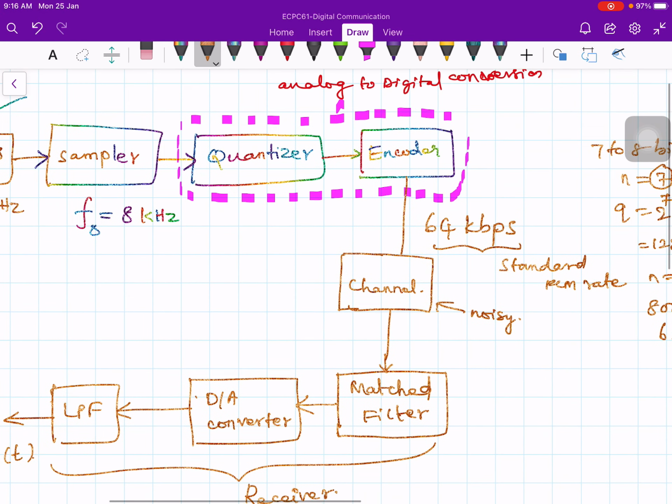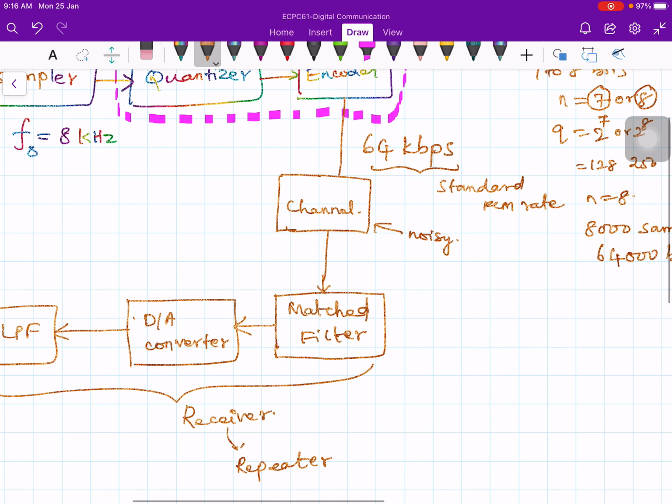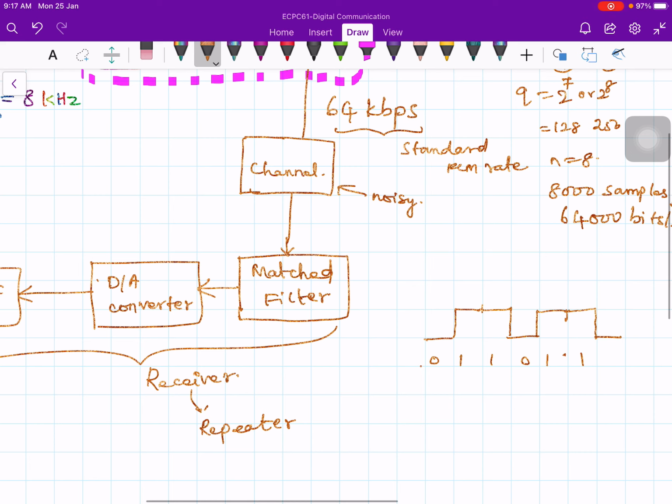in the channel you are transmitting ones and zeros at a rate of 64 kilobits per second. So like 1 0 1 1 0 1 1 1 like this. If 0 comes like this, 1 comes as a positive pulse, again a positive pulse, then 0, then a positive pulse, then again a positive pulse, like this. So essentially you are transmitting a sequence of pulses, and this pulse duration is fixed. This is my bit duration. Each bit has its particular duration.